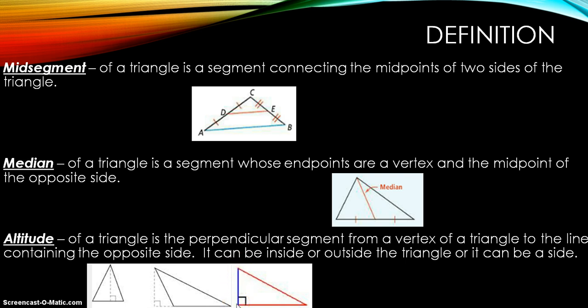Now keep in mind that there are 3 altitudes, just like there are 3 medians, and that means each can meet in a different place. So for example, the altitude for this one would actually hit the opposite side inside the triangle. Same thing if I were to connect it here, and so on and so forth.